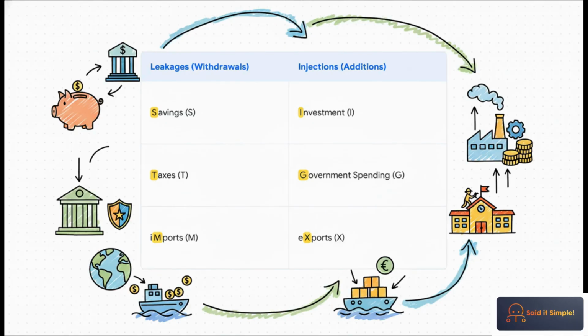See how that works? Second, taxes are a leakage that goes to the government. That money gets injected back into the economy as government spending. And finally, when we buy imports, our money leaks out to other countries. It comes back as an injection when those countries buy our exports.